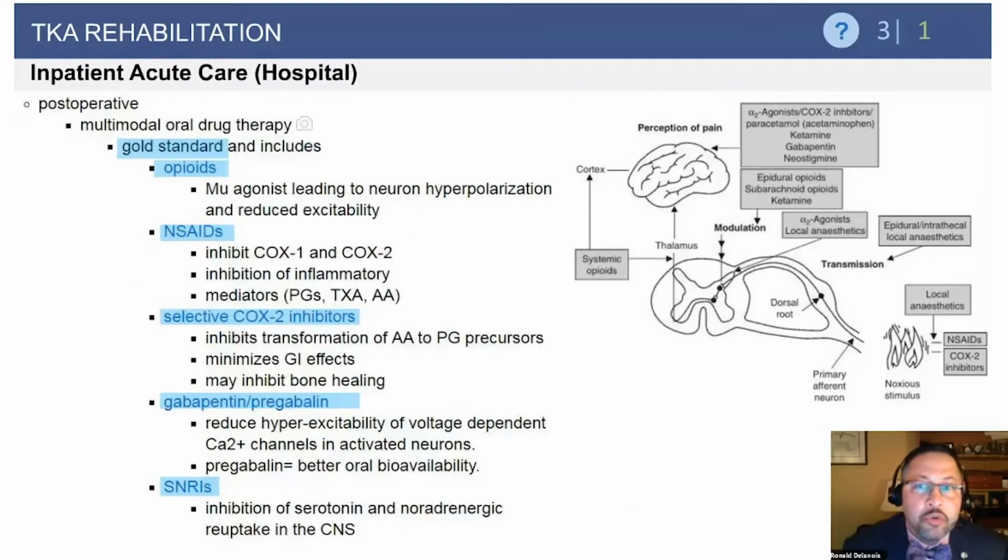The inpatient acute care, again, postoperatively, it really involves multimodal drug therapy. That's the gold standard. Again, it uses opioids. As we all know in orthopedics, opioids have gotten a negative connotation in the literature. We're trying to move away from that. Anti-inflammatories such as COX-1 and COX-2s have been shown to be very efficacious in the postoperative period. The introduction of gabapentin as well reduces the hyperexcitability of the voltage-dependent calcium channels and thus reduces the pain of the patient.